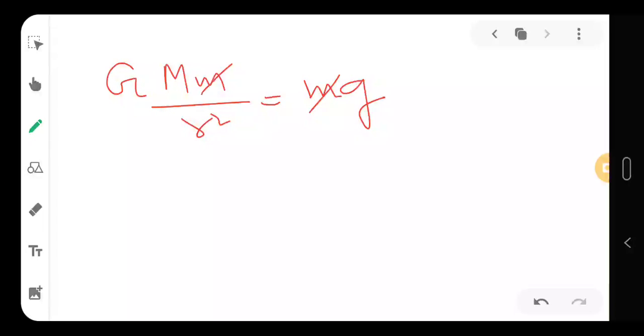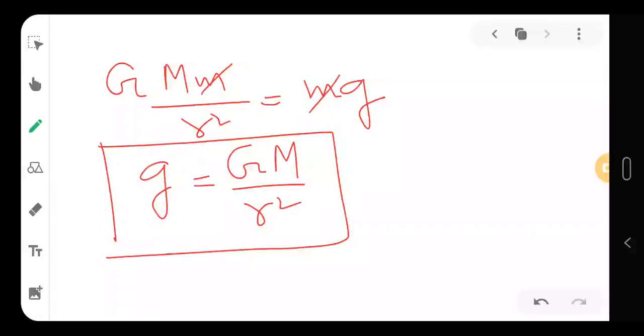So mm will go and we get Gm by r square. So this is a vital thing. We have to remember this. So G is Gm by r square. What is r? R is the distance between the center of masses of two objects.